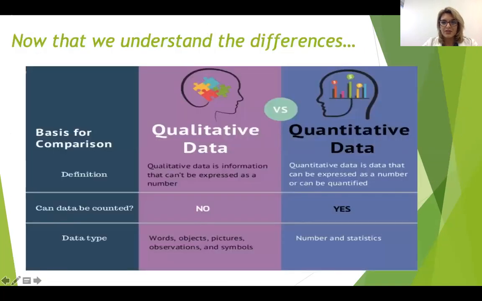Okay, now that we understand the differences, again, qualitative is information that can't be expressed as a number, and quantitative data is data that can be expressed as a number. The data type of qualitative, again, words, objects, pictures, observations, and symbols. And then quantitative, we're looking at numbers and statistics. And don't forget your p-value, very important. But we'll get into that.